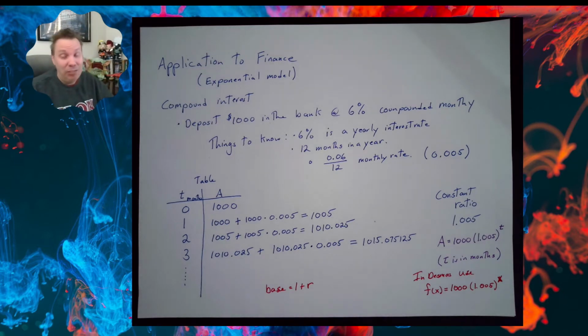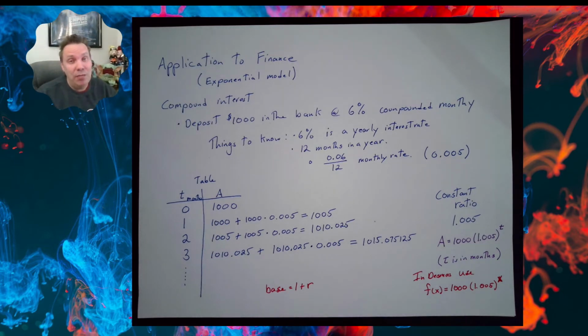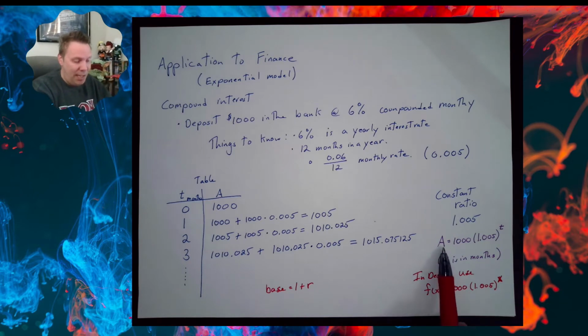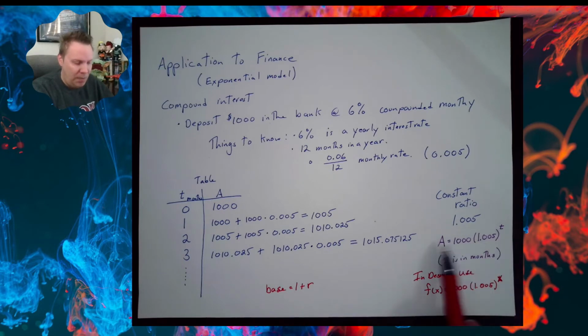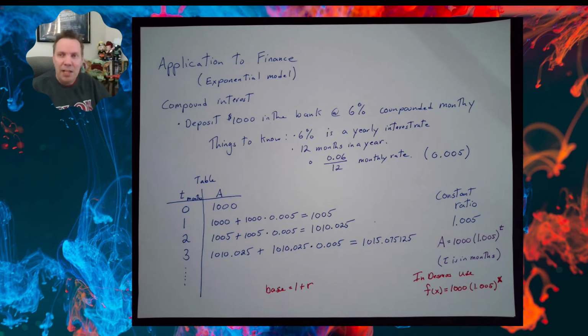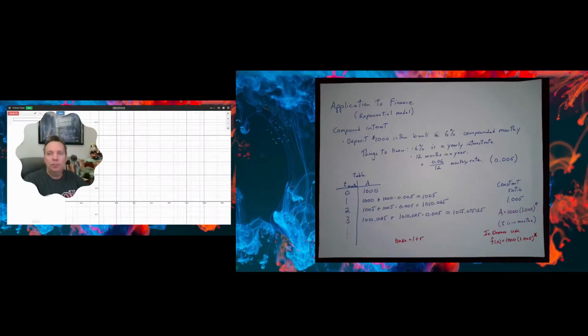But our initial value, that was given in the problem, that was 1,000. So the amount of money that I have in the bank after T years, and I usually use T for time, is given by this model. Now if you're going to use Desmos, type in f of x equals 1,000 times 1.005^x. Let's move over to Desmos.